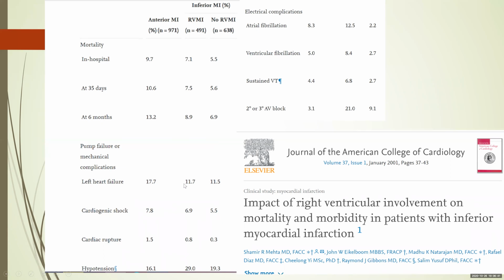It's similar for mechanical complications like left ventricular failure, cardiogenic shock, rupture, or even hypotension, or even for electrical complications. You look at all mortality, mechanical and electrical complications. Inferior wall with RVMI is somewhere in between isolated inferior wall MI and anterior wall MI. So the mere presence of RVMI signifies a worse outcome.